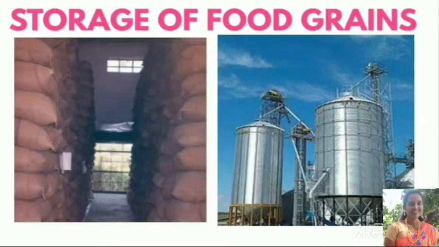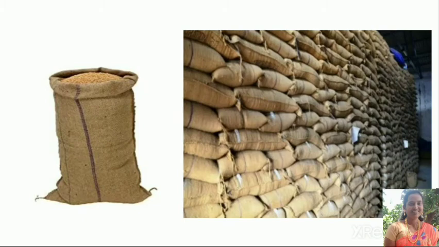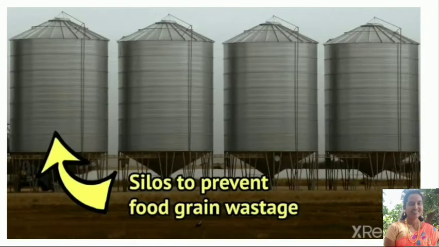Next is storage of food grains. Storage is an important post-harvest technology. Grains should be preserved properly. Before storing the grains should not have any moisture content. So the grains are dried in sun before storing. The food grains are collected in gunny bags. Then it is stored in godowns. Silos are used for storage of grains.